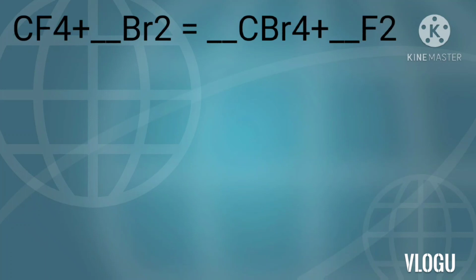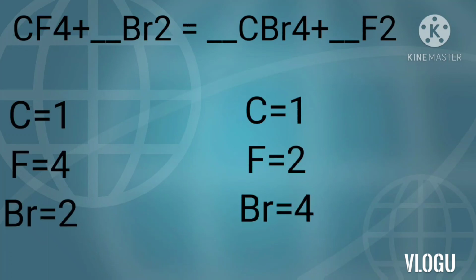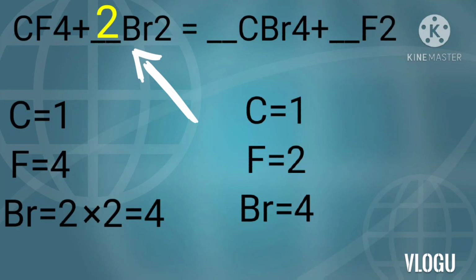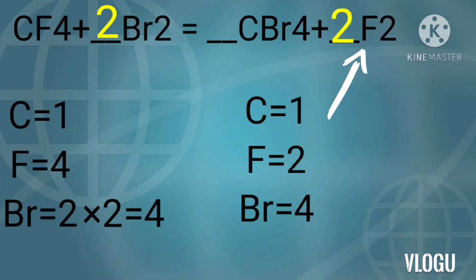Another one. Carbon fluoride plus bromine equals carbon bromide plus fluorine. In this case, carbon has the same 1, fluorine has 4 and 2, and bromine has 2 and 4. So let's start with bromine. To make it equal with bromine on the right, let's multiply it by 2. So bromine 2 times 2, we got 4. Then proceed to fluorine. To make it equal with fluorine on the left, let's multiply it by 2 also, so fluorine 2 times 2 equals 4. Now we have 1, 4, 4 on the left and 1, 4, 4 on the right, meaning to say it's totally balanced.